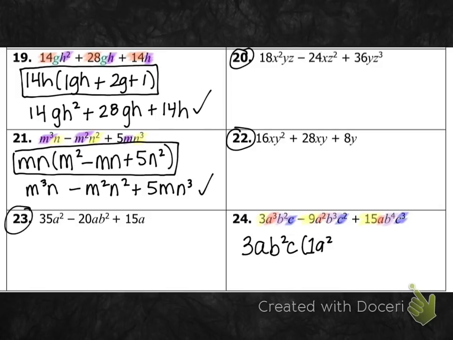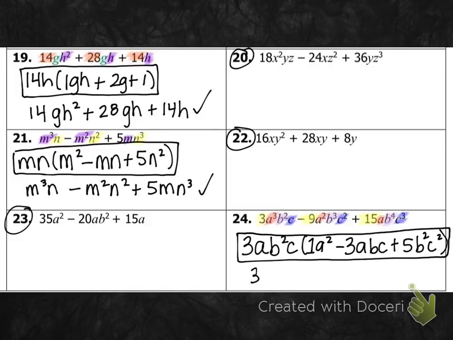-9 divided by 3 is -3. A squared divided by A is A. B cubed divided by B squared is B. And then C squared divided by C is C. Plus, we have 5, the A's cancel, so we have B squared and C squared.